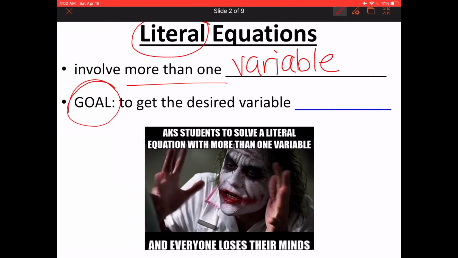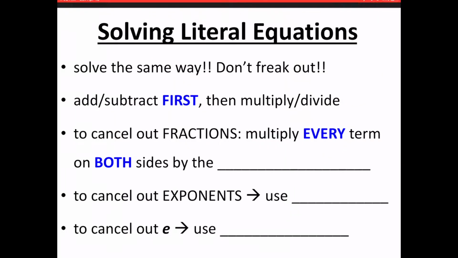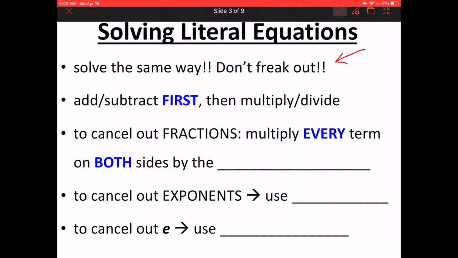However, the goal in a literal equation is still to get the desired variable alone. Okay? So just a fun little reminder here for you guys. Don't freak out. All right? Just because there's more than one variable, you're still going to solve the same way. Okay? Don't just look at the problem and go crazy. All right? We're going to walk through the steps here and figure out how to solve these. So, like I said, just a little reminder, don't freak out. We're going to solve the same way.